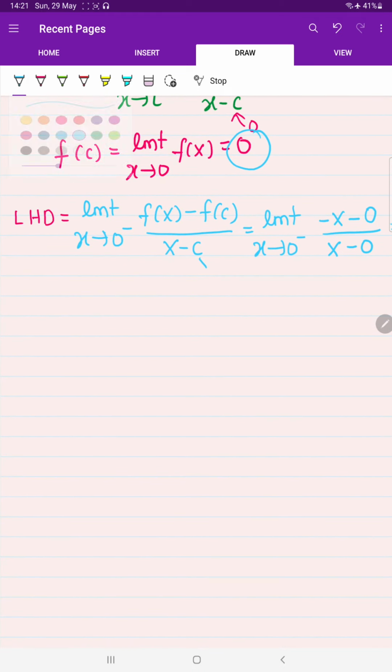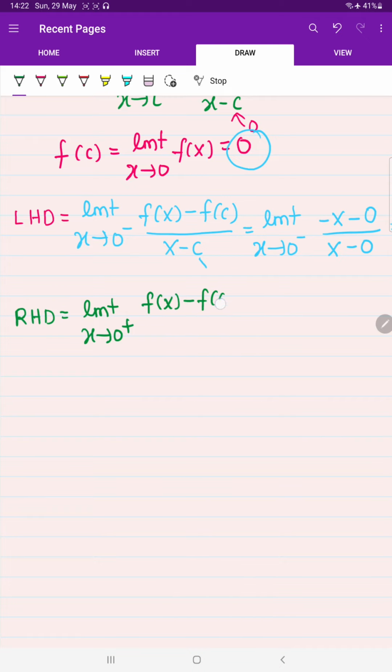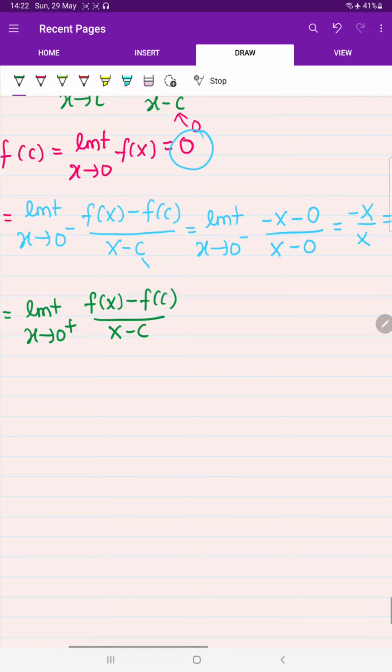Okay, sir. Now we have the value of the left hand side derivative. Let us take the right hand side derivative. Do you know how to define the right side derivative? Right side derivative, once again, is limit x approaching 0 plus of f of x minus f of c upon x minus c. Undoubtedly, yes, sir. From here I can further define these points.